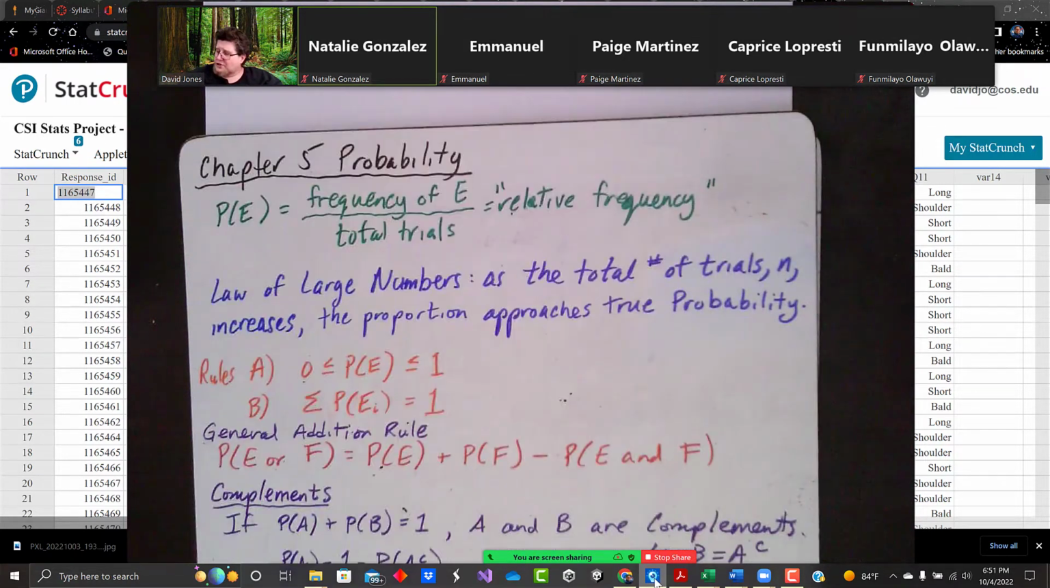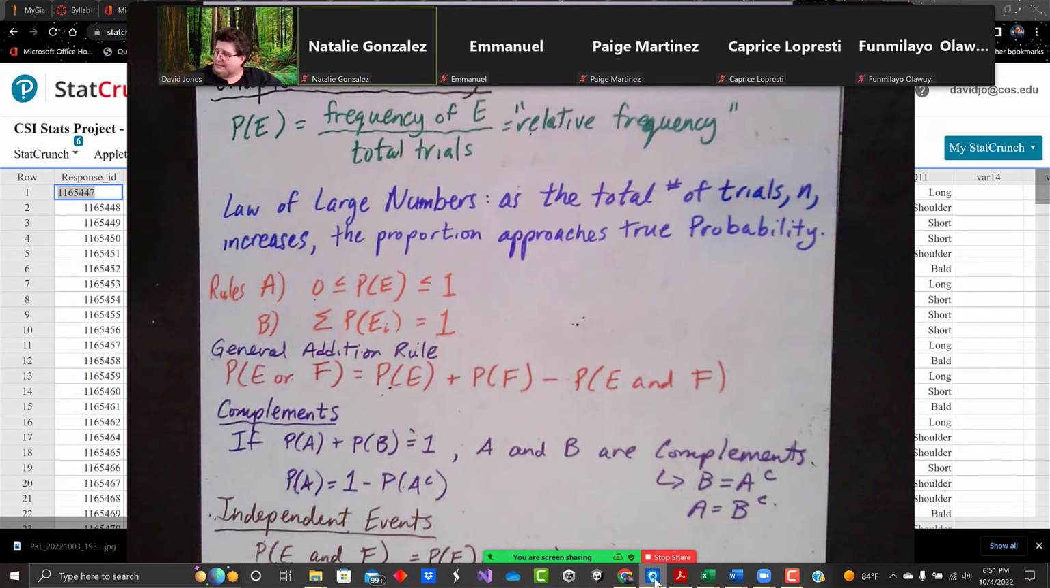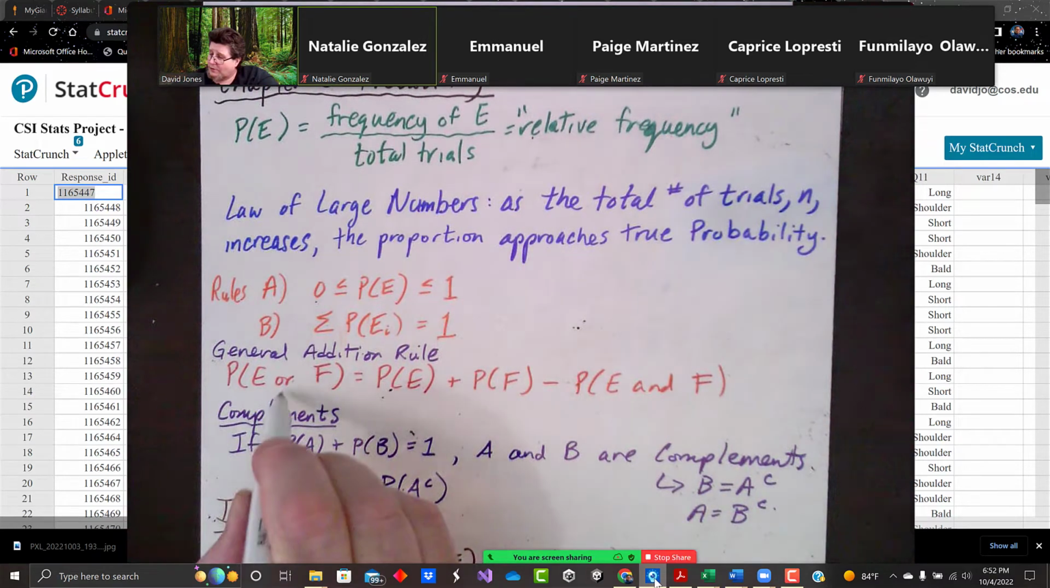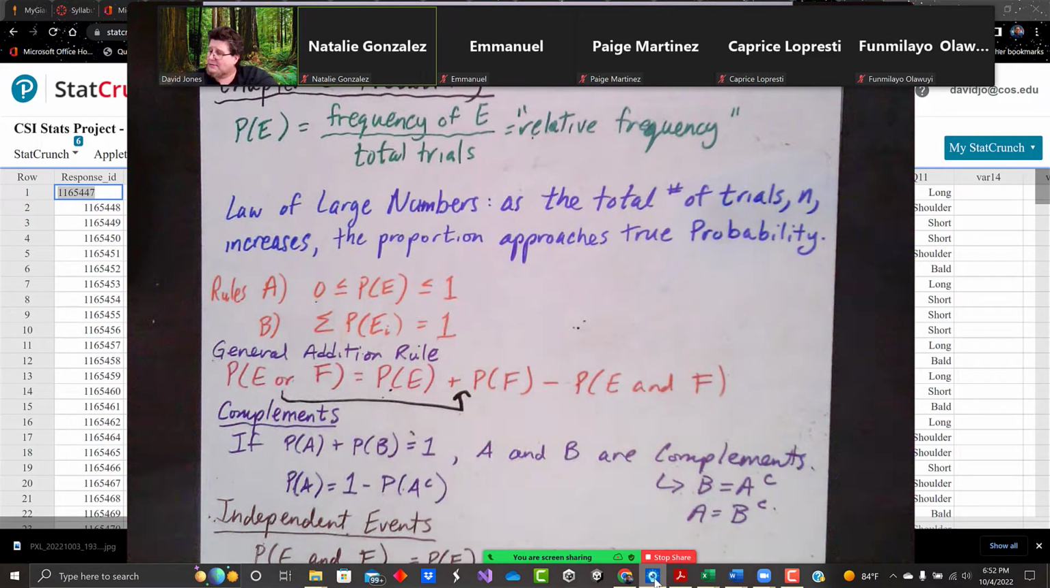We had the general addition rule. This was when we were adding things, like when we did it in lecture, it was on Monopoly, rolling doubles or rolling 7. So when we have an OR situation, OR leads to plus. These go together. OR goes to plus. This is the general one.